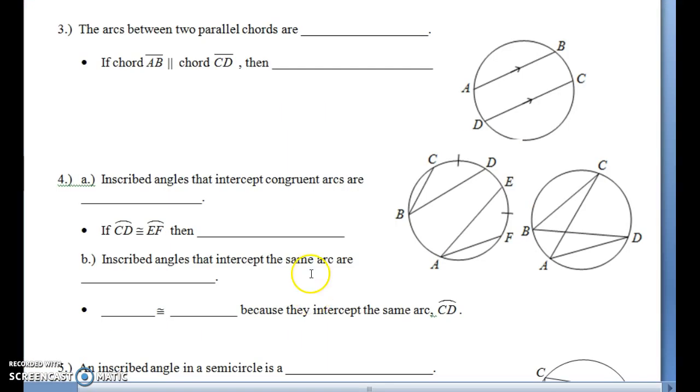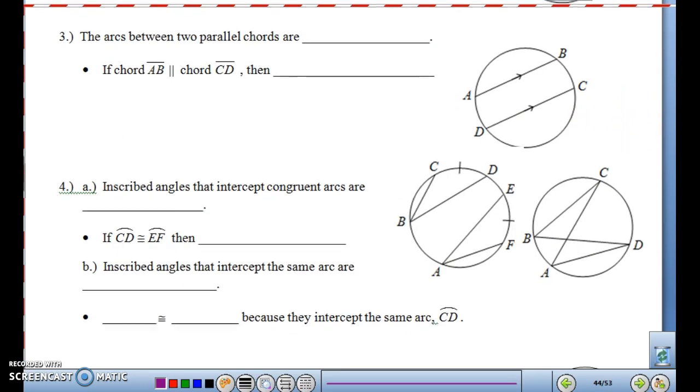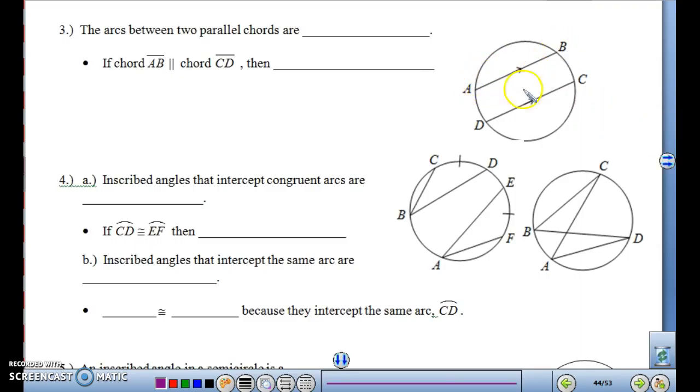Another theorem: the arcs between two parallel chords are... Well, let's see, we have chord AB and chord CD that are parallel. So we're looking at arcs AD and BC. Since we proved this before, the arcs between two parallel chords are going to be congruent. So if AB and CD are parallel, then arc AD will be congruent to arc BC.